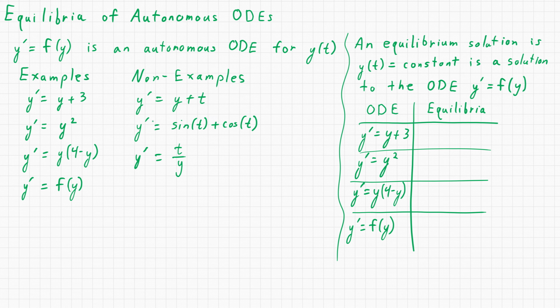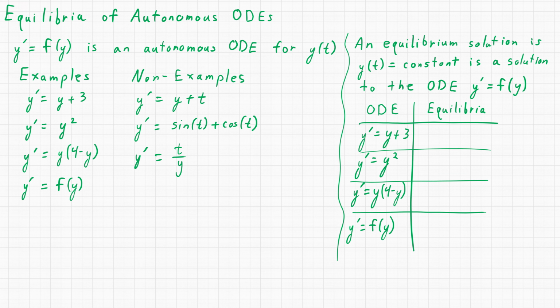All right, so just a few examples of those. We have y prime equals y plus 3. There are no t's over here explicitly. It's not t times y. It's not plus 3t. There are no t's. So this is an autonomous ODE. So is this one, y prime equals y squared. So is this one, y prime equals y times 4 minus y. And this one as well, y prime equals f of y, some function of just y.